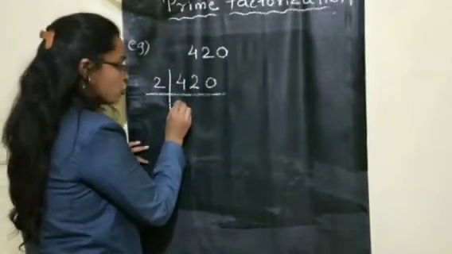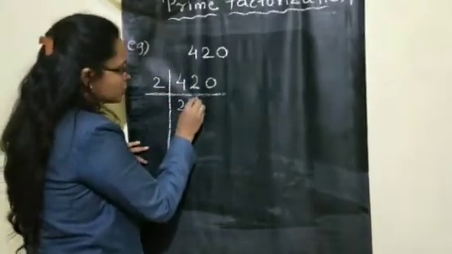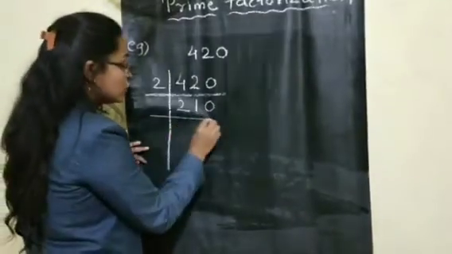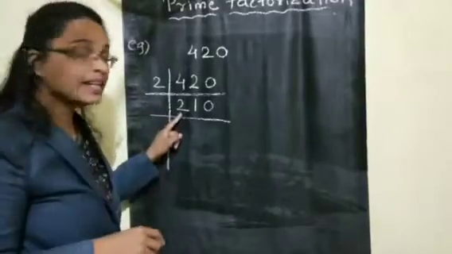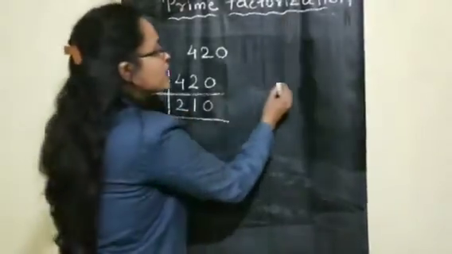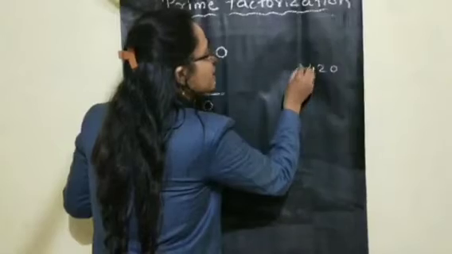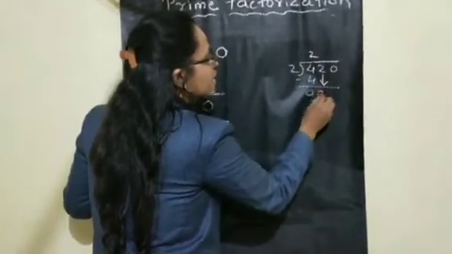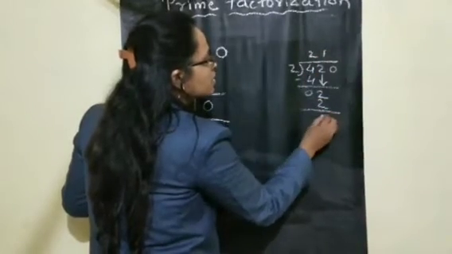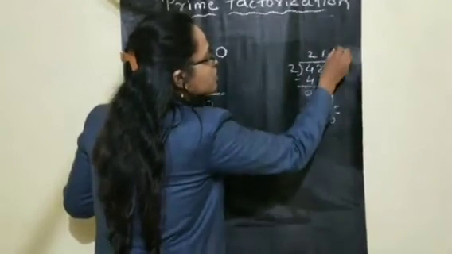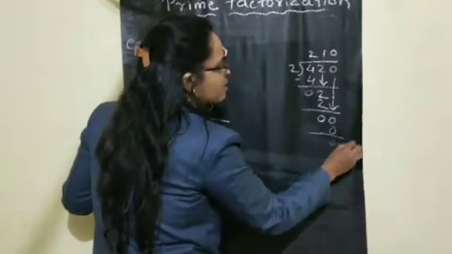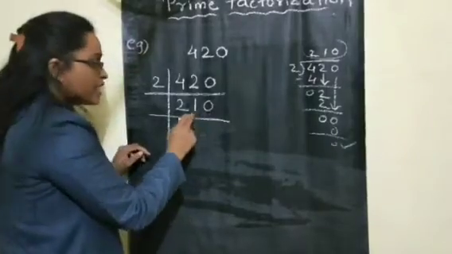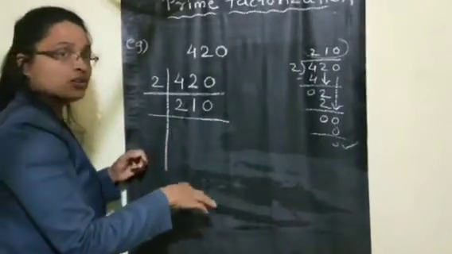2 2s are 4. 2 1s are 2. 2 0s are 0. It means we can divide exactly with 2. We get the answer 210. If you are not understanding, you can check here. 420 divided by 2. 2 2s are 4. Then take the next number down. 2 1s are 2. Then take the next number down. 2 0s are 0. Yes, the remainder is 0, which means it is an exact division. And 210 we write here as the quotient. Then again we have to go on dividing.